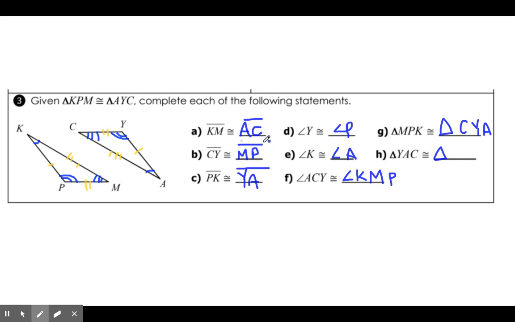So YA, so we're going to start with PK and then come back around to side M. So these would be the congruency statements for this triangle. So it is super important to make sure that you start by labeling with your markings, and then once your markings are correct, and that's going to allow for you to easily find the congruency statements.